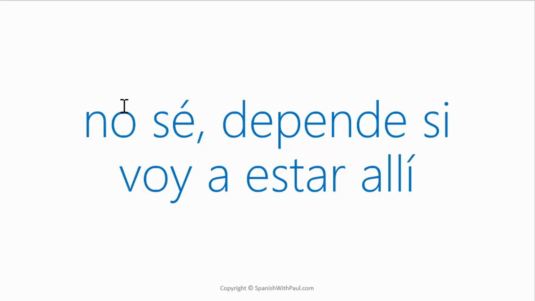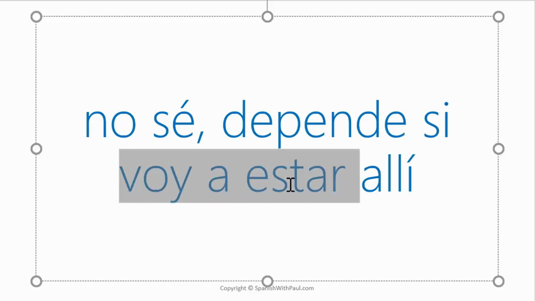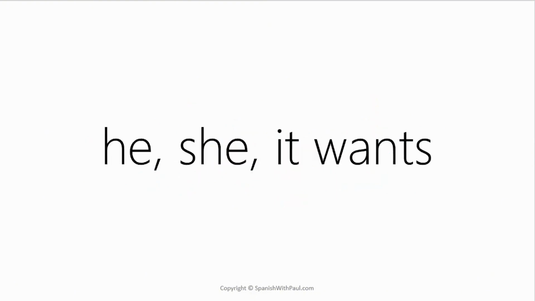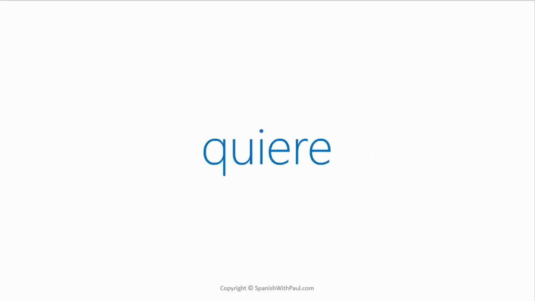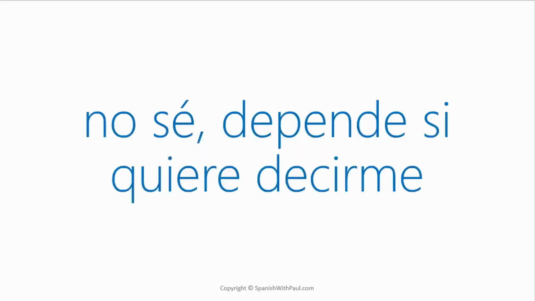So, I don't know. No sé. It depends, depende. And now here's our modal verb structure. Depende si voy a estar allí. How do you say I want? Quiero. And what is he, she, or it wants? Quiere. I don't know. It depends if she wants to tell me. No sé. Depende si quiere decirme.